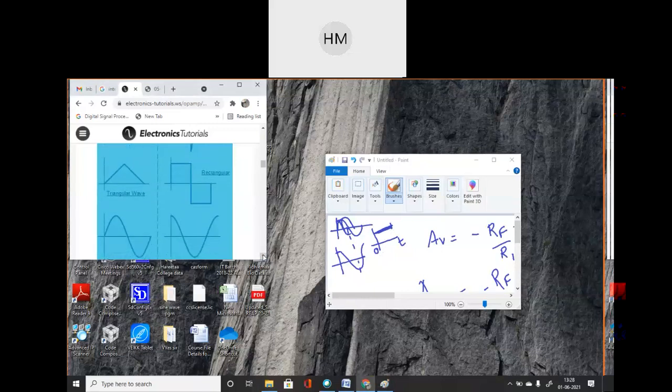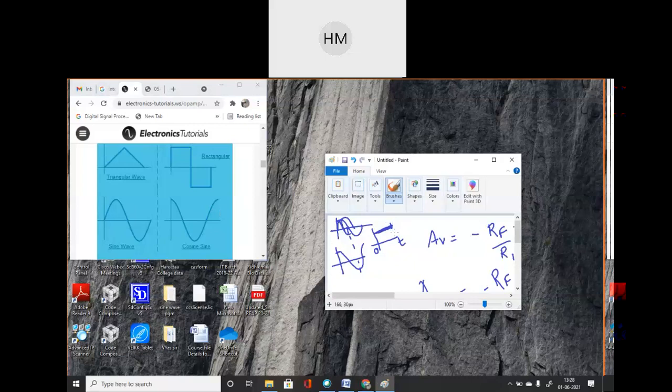What is differentiation of a constant? 0. Yes. So what will happen here? We are talking about a square wave. Square wave looks like this. So wherever there is a transition, you will just get a spike.